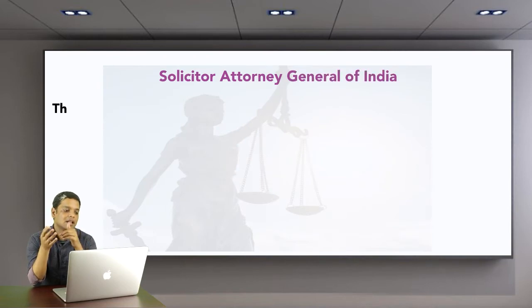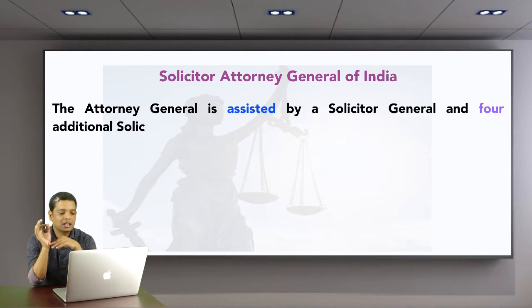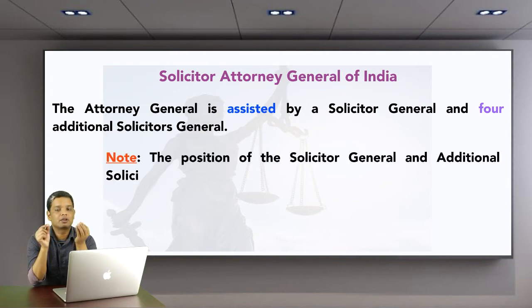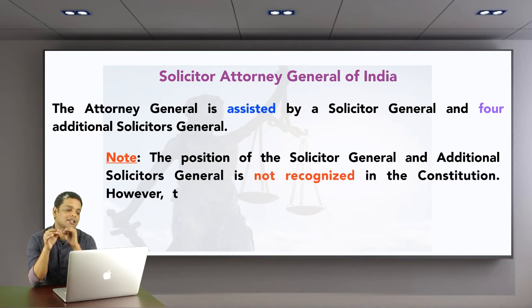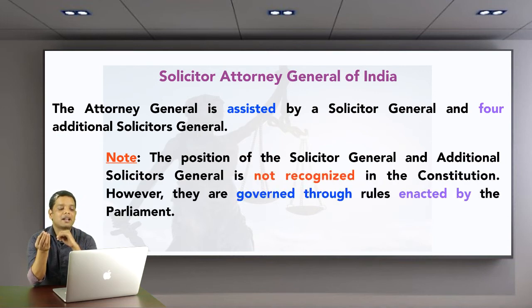The Attorney General is assisted by a Solicitor General and 4 additional Solicitors General. So, Solicitor General and additional Solicitors General both are the assistants of the Attorney General of India. But you need to note down another point here, that is, the position of the Solicitor General and additional Solicitors General is not recognized in the Constitution. So, these two terms are not constitutional. However, they are governed through rules enacted by the Parliament.